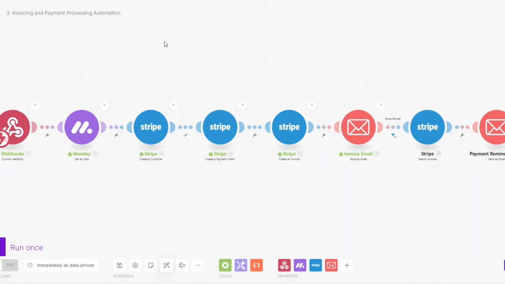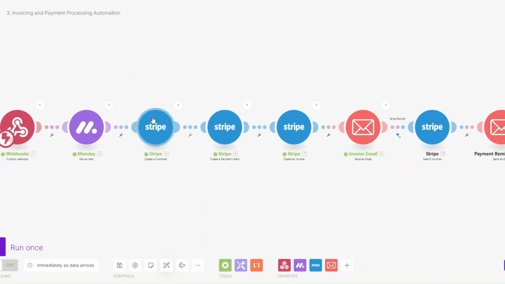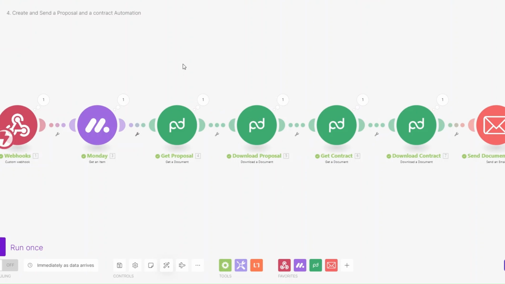The third process that we're automating is the invoicing and payment process, where we are creating a client on Stripe and creating a payment intent and creating an invoice and sending the invoice to our client via this invoice email. We're also sending a payment reminder email one day after the due date has passed. And the fourth process that we're automating for a consulting firm is the creation and sending of a proposal and contract. We are creating a proposal and contract on PandaDoc. And then on this automation, we're getting the proposal and the contract and sending the proposal and contract to our client via this email right here.